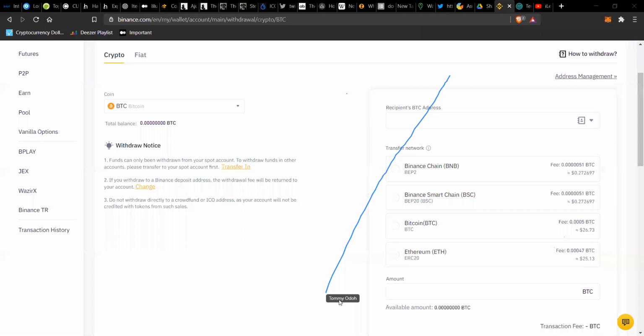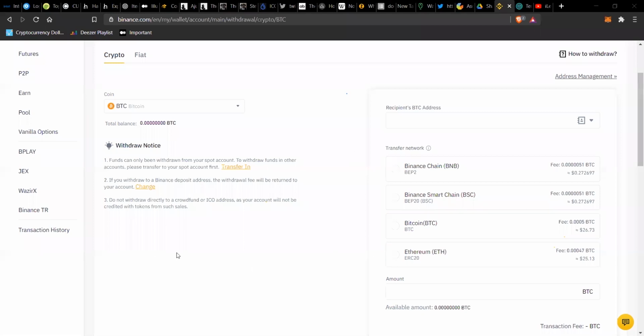If I was to withdraw BTC, for example, from Binance, then I need to be sure of the transaction fee I am paying.